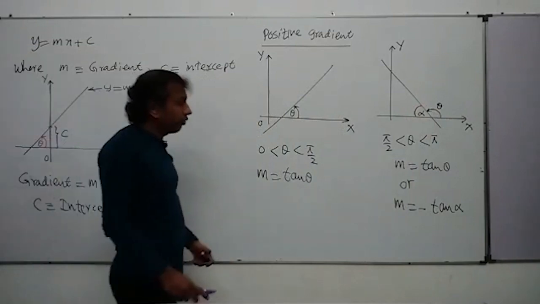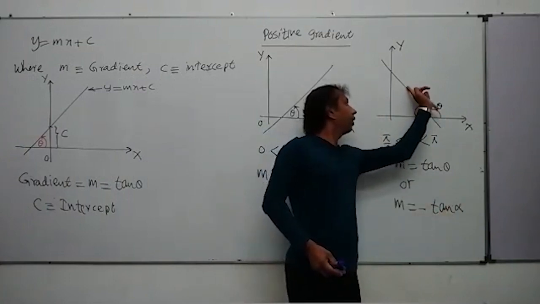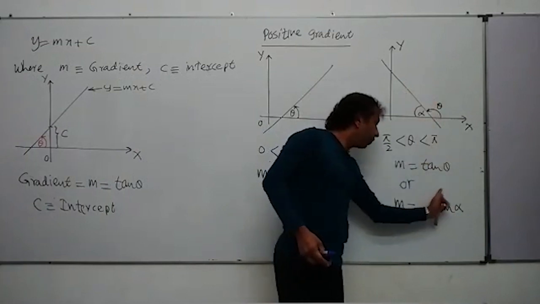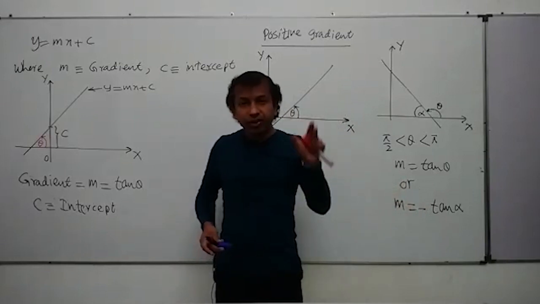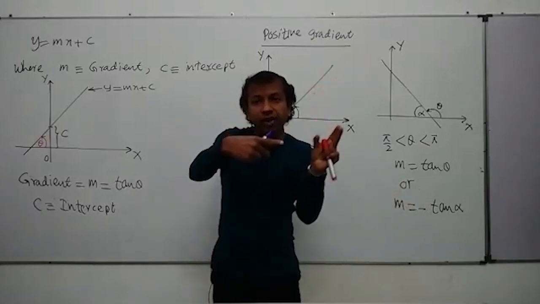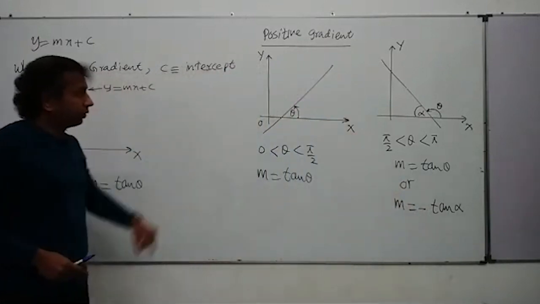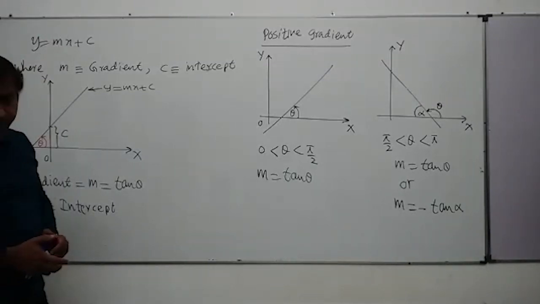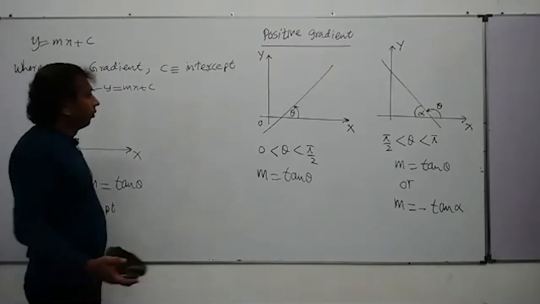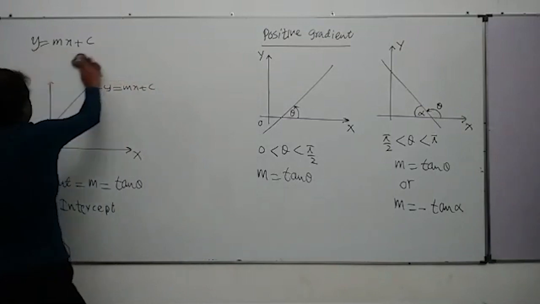Now you can see if alpha increases, that means this line comes like this, then tan alpha increases. But since it has a negative sign before it, the overall value is decreasing. We say decreasing, right? Write that down too.